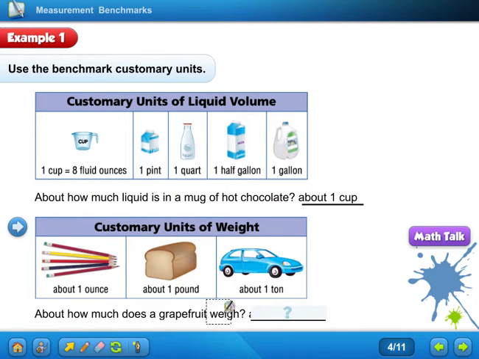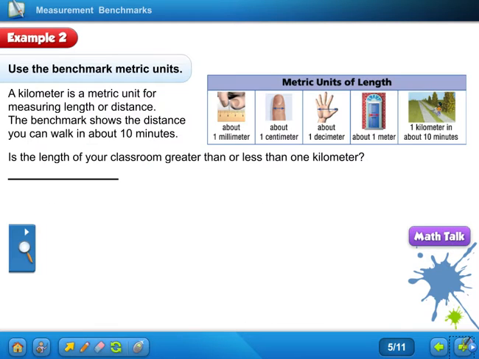like a pencil. It's going to be about 1, wait for it, pound. Is that what you guessed? Nice job. 1 grapefruit weighs about a pound, about the size of a loaf of bread. As heavy as a loaf of bread, I should say. All right, let's go to the next one.